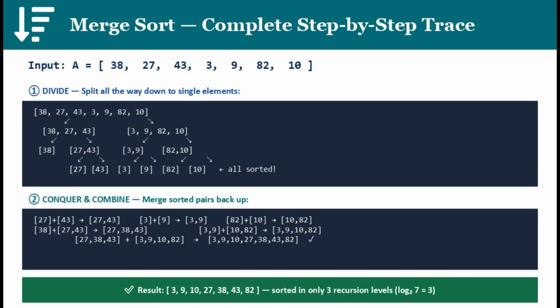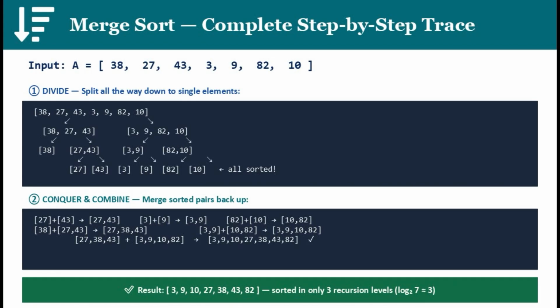Step 1. Divide. We split the array down the middle, 38, 27, 43 on the left, 3, 9, 82, 10 on the right. We keep splitting until every sub-array contains just one element. A single element is, by definition, already sorted. That is our base case. Now, the magic happens in the combine step, the merge.